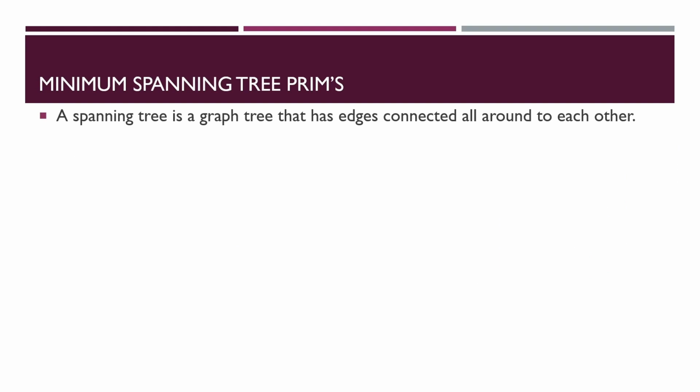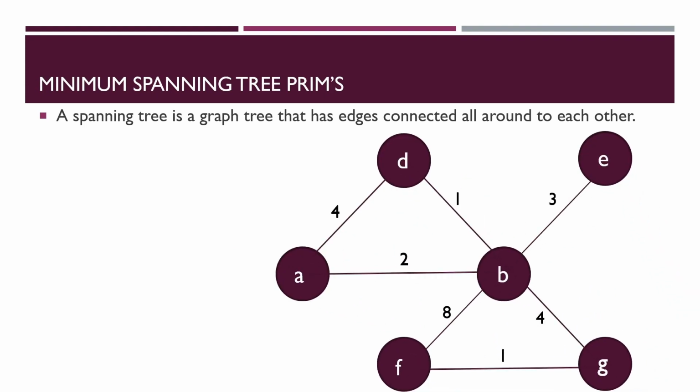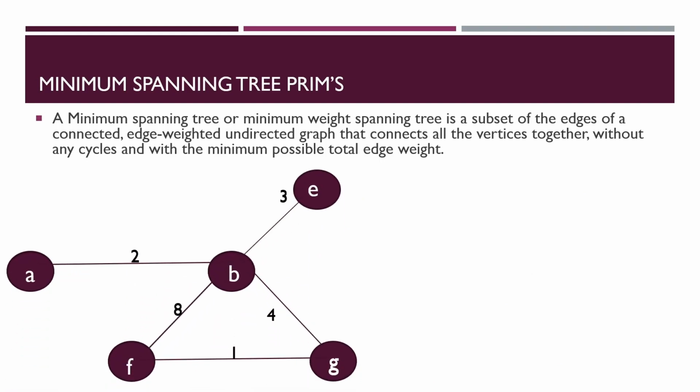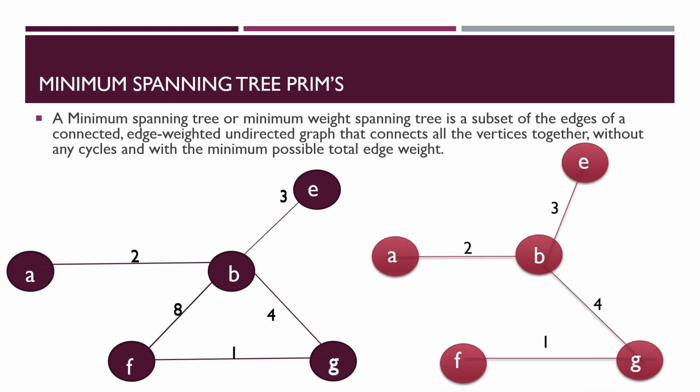Now, let's head into explaining what a spanning tree is. A spanning tree is a graph tree that has edges connected all around each other. This is a visual demonstration of all the nodes labeled from A to F with edges connecting them all around. This is a spanning tree. A minimum spanning tree, or a minimum weight spanning tree, is a subset of this spanning tree. Look, this is the spanning tree, and this is the minimum spanning tree of it.